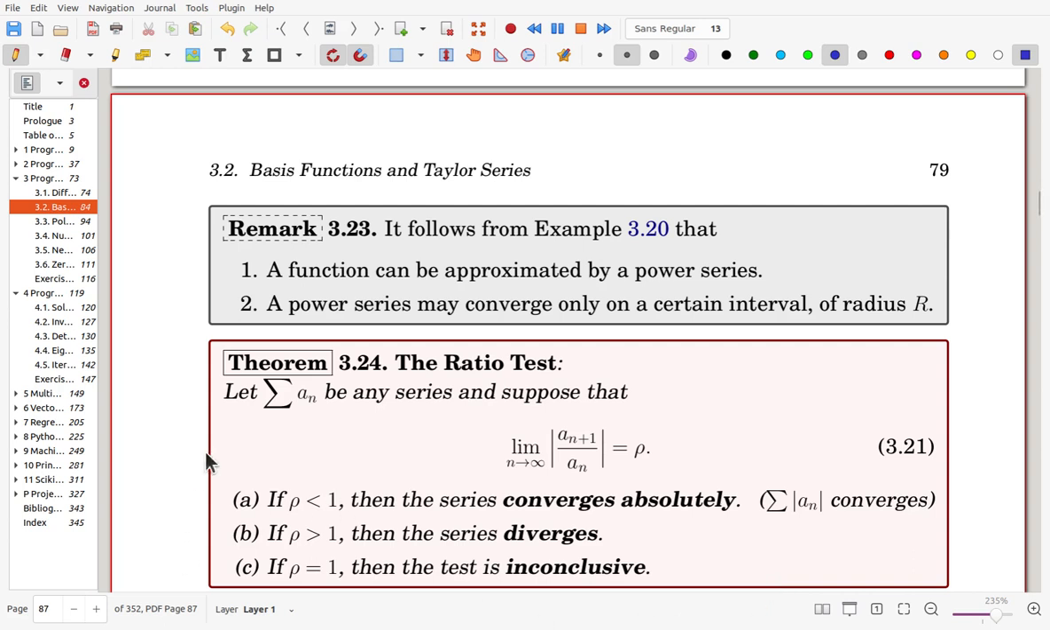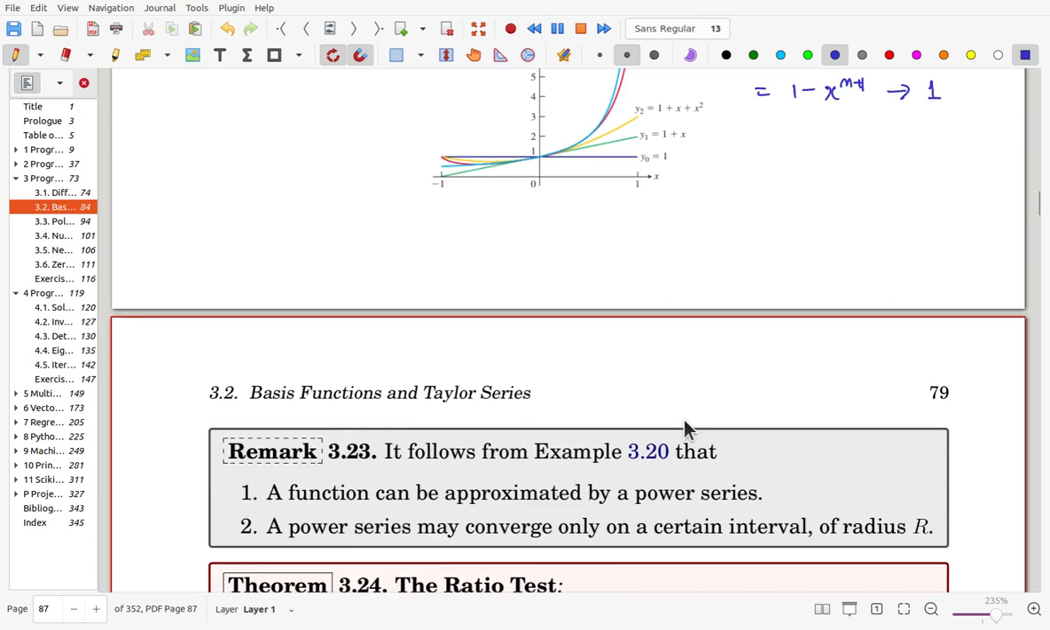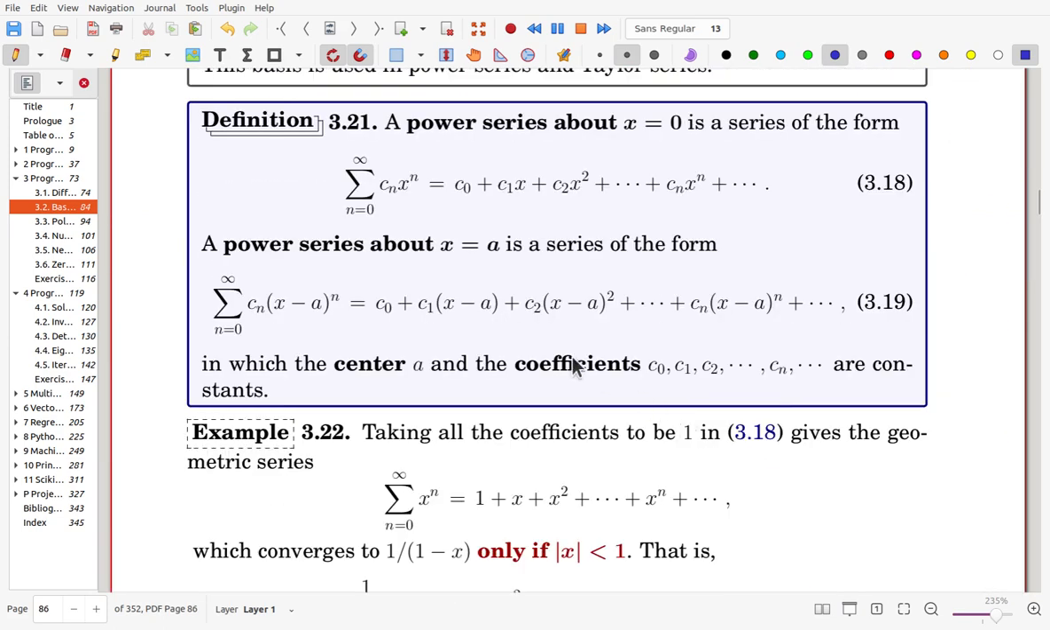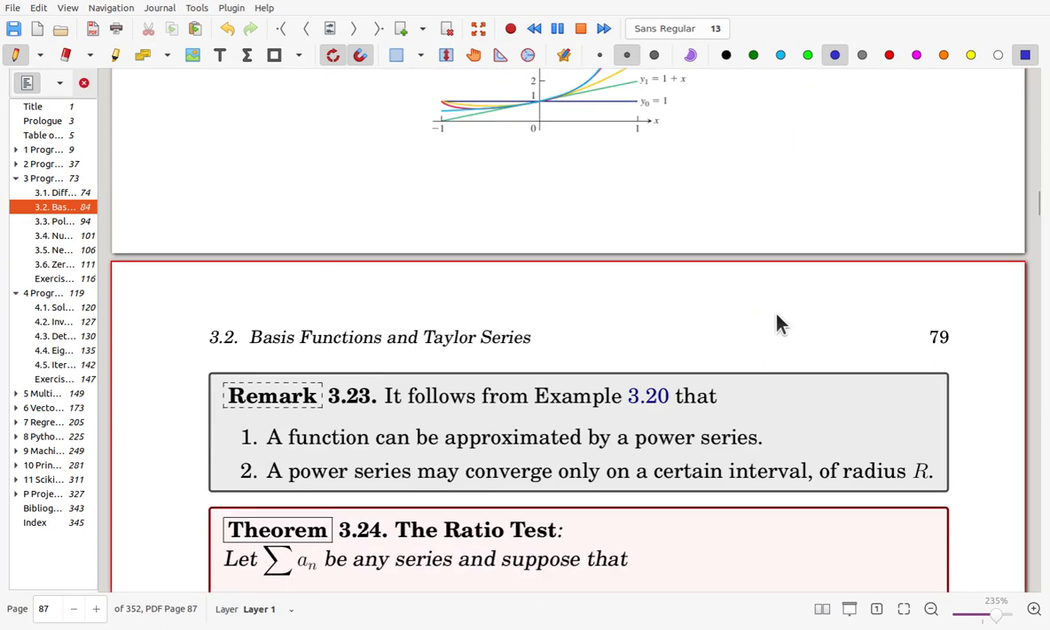Here, let the sum of a_n, so that each term is represented by the a_n notation, be any series, and suppose that we look at a_(n+1) over a_n. In this one, this is a0, this is a1, a2, a3, and so on, right?